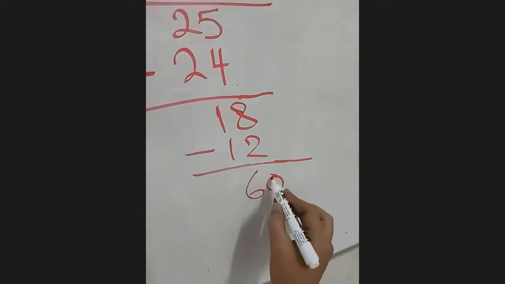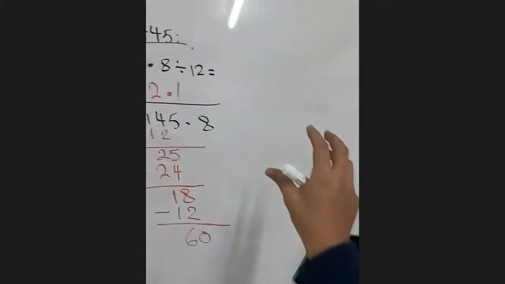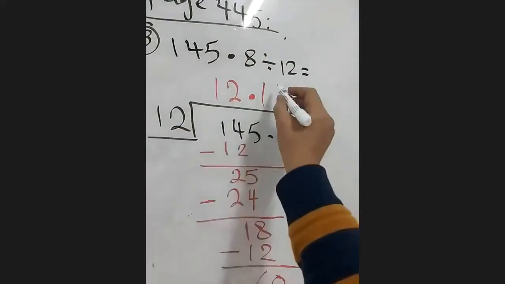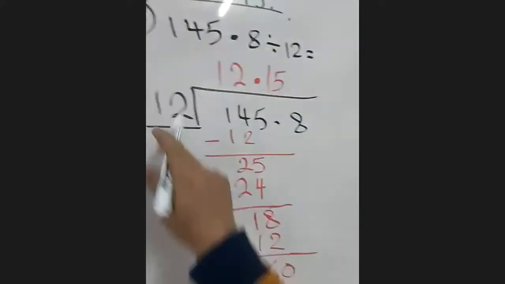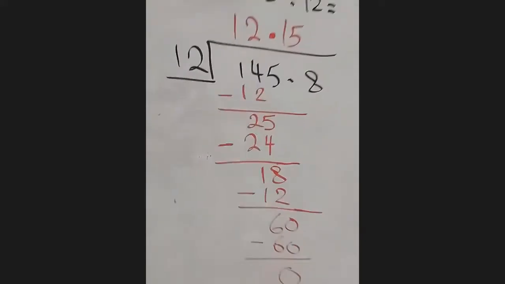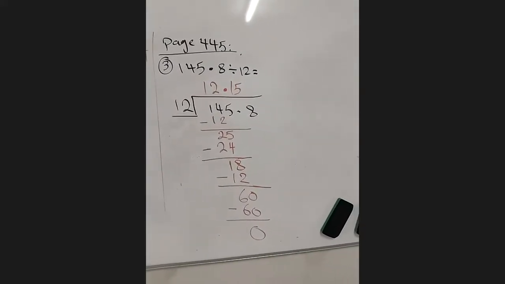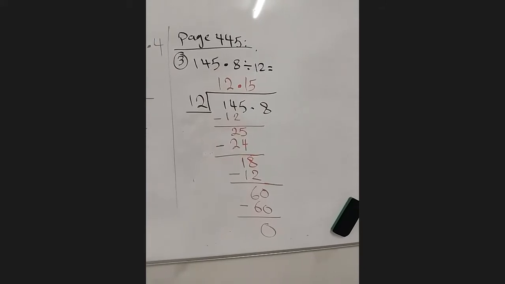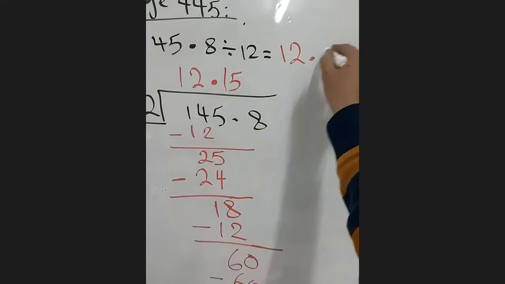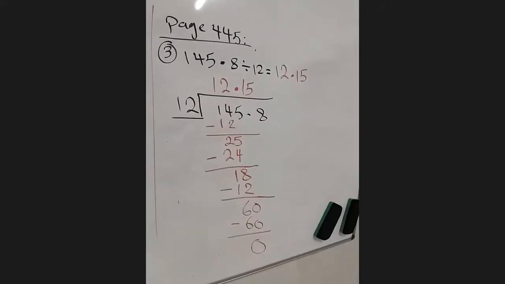60 divided by 12. If you guess and check, remember guessing and checking, we did that. 60 divided by 12 is 5. 5 multiplied by 12, 60. Subtract, 0. So what's the answer? 12 decimal 15. Excellent boy. 12 decimal 15. This is the answer of question 3. Copy it, guys, please.